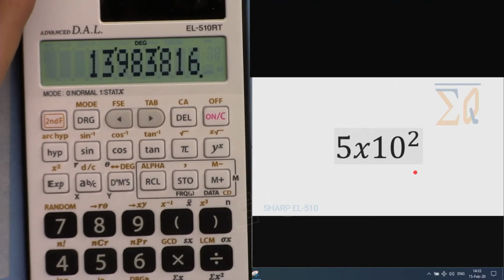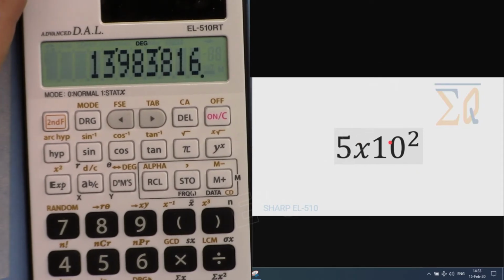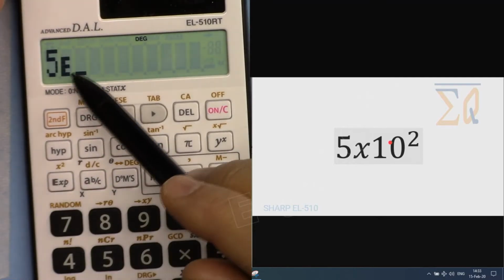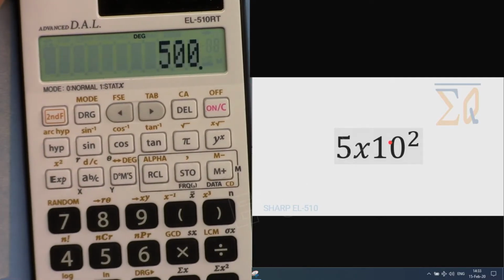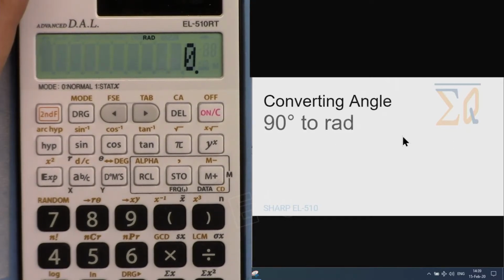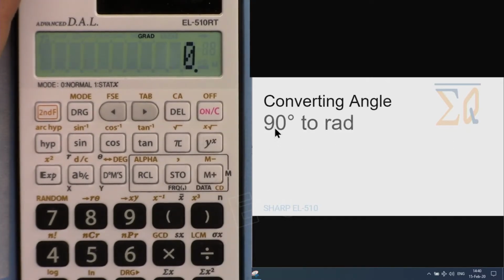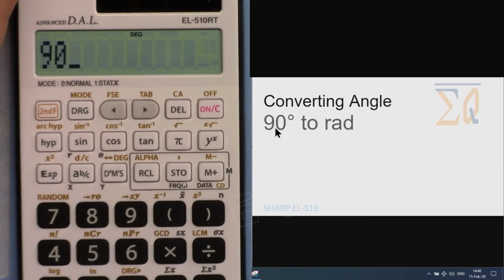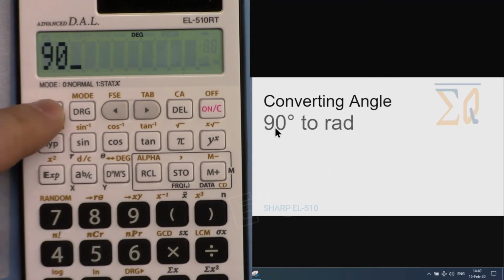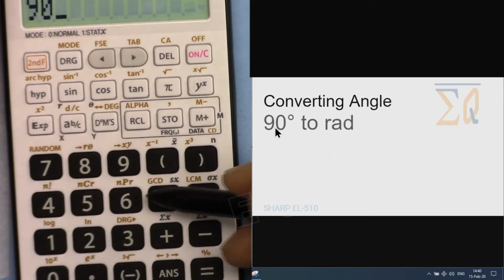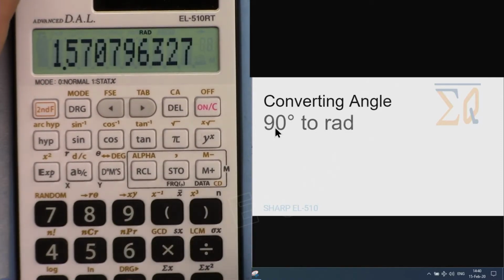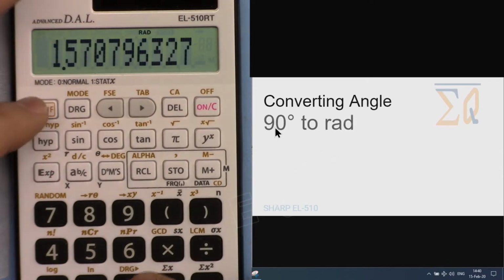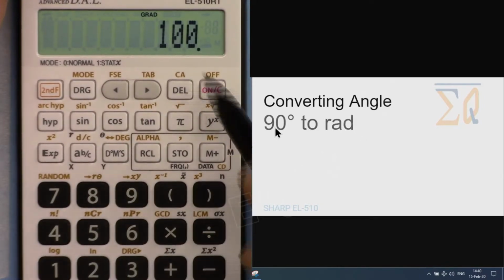Now let's see how we can enter 5 times 10 to the power 2, this is a scientific notation. For that we have 5 and then this button automatically gives times 10 to the power, and then put 2. That's the value. Let's see how we can convert 90 degrees to radian. Now because we are entering 90 degrees, it must be in degree. We are in degree, so 90 degrees. And then we press second function and then this 3, this DRG. Now it gives you radian and it shows 1.57 in radian. And if I press second function and this button again, it will give me gradient.